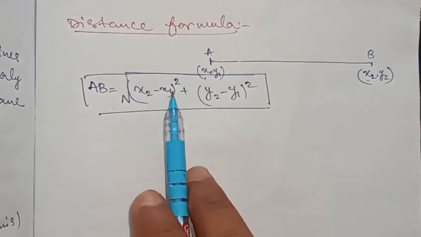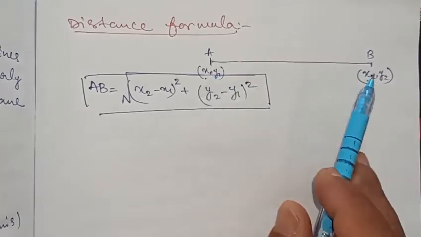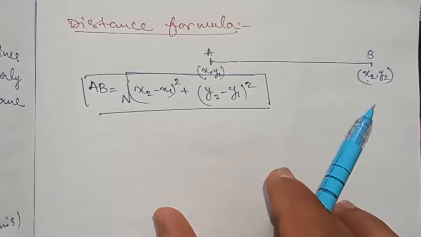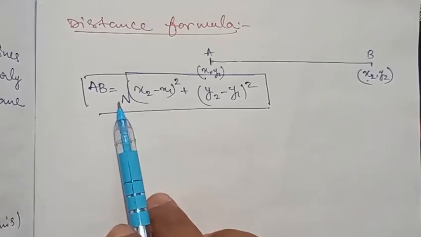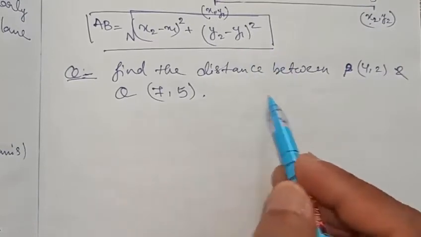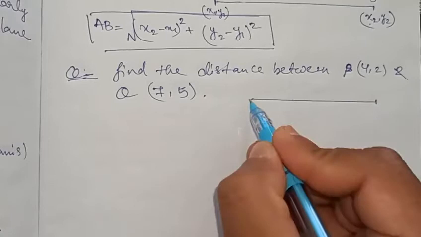So distance formula means this formula will help us to find the distance between any 2 points. It can be AB, it can be PQ, any 2 points, if we have to find their distance, we will use this formula. I will use the formula to solve a question so that you will be able to understand easily. First of all, we will draw a small line.